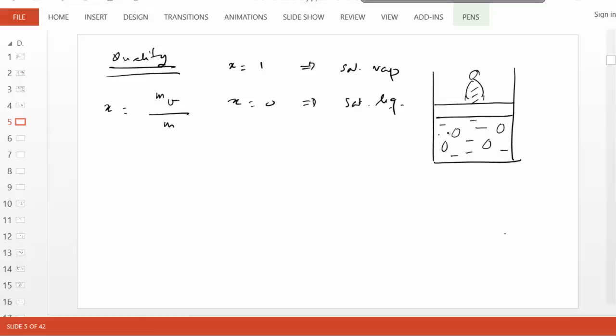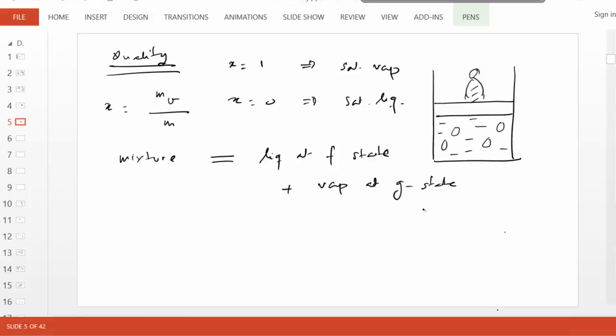Why? Because if you think about it, what is this mixture? Mixture means liquid at f state plus vapor at g state. See, that makes sense to you.